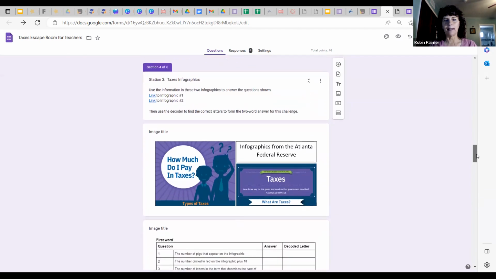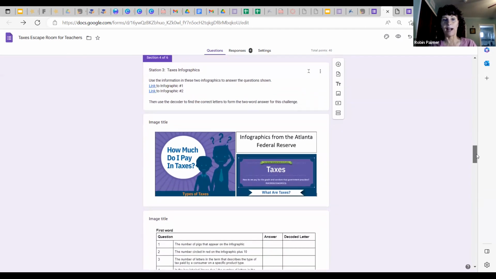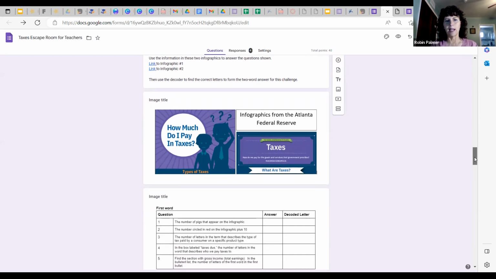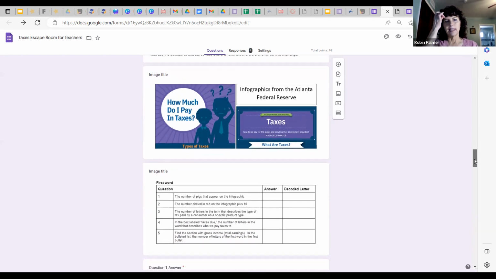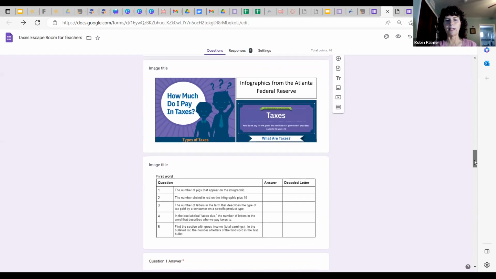The next challenge has 2 infographics from the Atlanta Federal Reserve, and I've given them the links that go straight to them. You can order these for free from the Federal Reserve and have a class set. You can order several, so you can have groups working in different orders and the kids could share if they needed to. They're going to read the infographics and answer some questions.